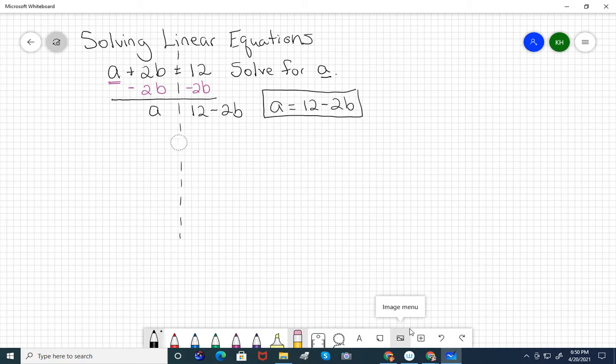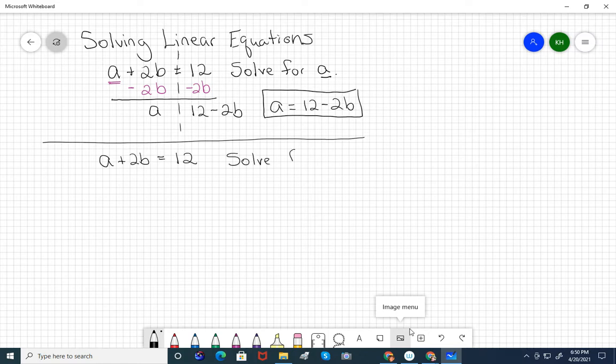Suppose instead we have the same expression. Whoops. We'll just kind of draw a line under it. And we start with a plus 2b equals 12. And this time they ask us to please solve for b. That means we want to get this b all by itself. Notice it's being multiplied by 2, but even more importantly, we've got this a over here, so we're going to subtract the a first.